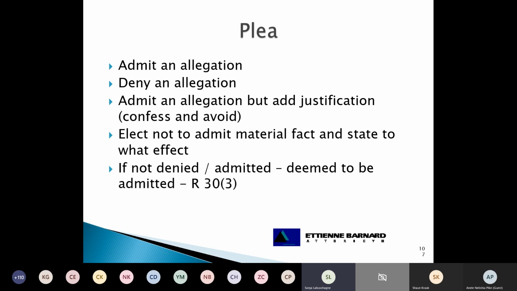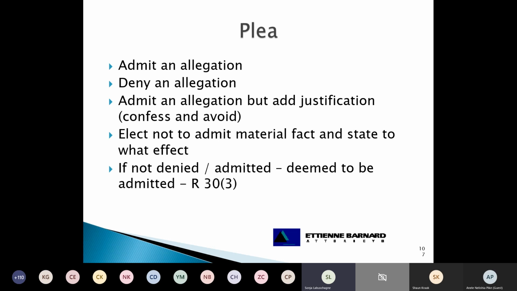I know sometimes we put in our pleas, the defendant notes this. This is not a denial or admission, and it will be deemed to be admitted. So be very careful. And also if you say, I don't have any knowledge of this matter and cannot therefore admit or deny, then deny it. Because if you say, I cannot admit or deny because I don't know, it means you admitted it. So be very, very careful with your words.